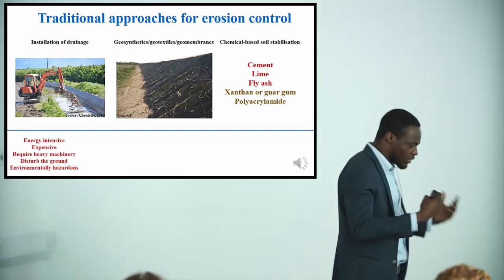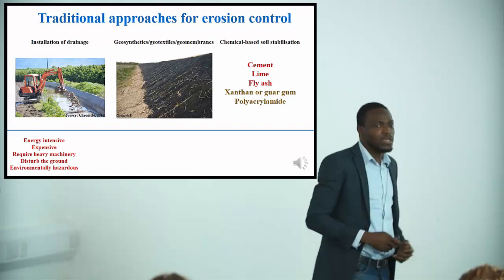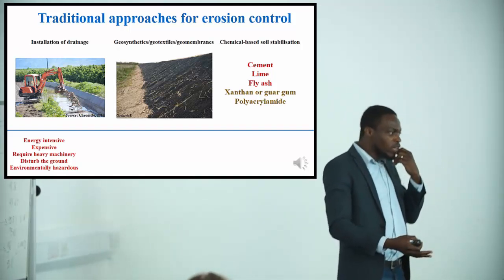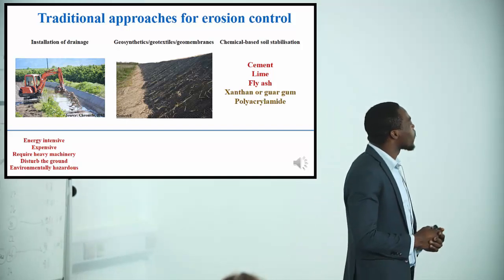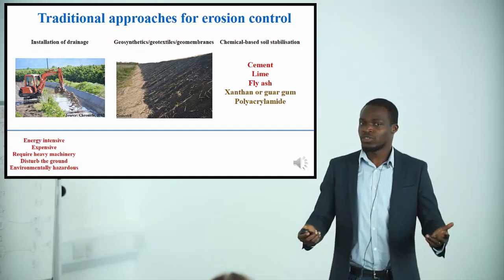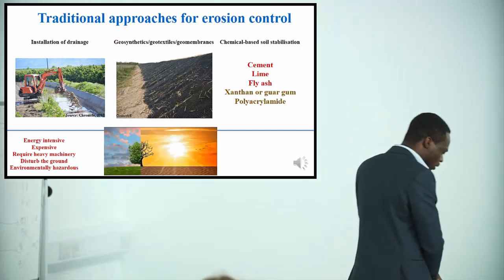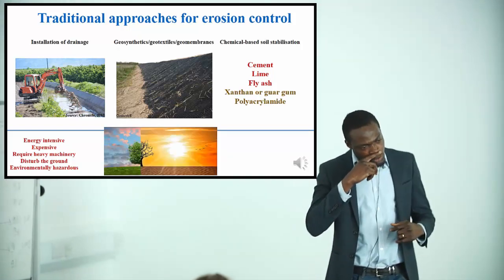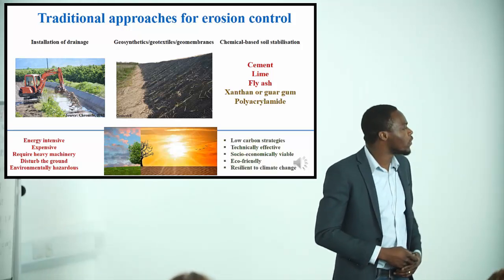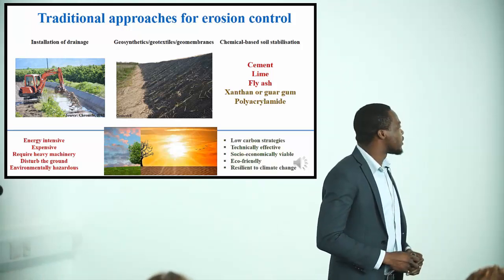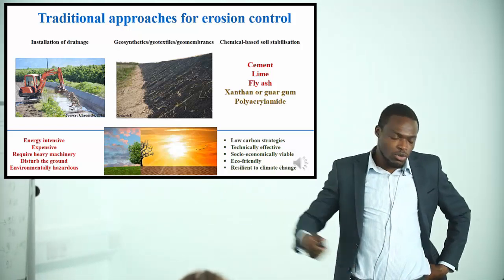But the problem with these techniques is that some of them are energy intensive, and some are expensive to deploy to sites and for maintenance. They mostly require heavy machinery, they disturb the ground, and they feed into environmental hazards in different forms. Some of the methods leave harmful chemicals in the soil, like cement, for instance. And of course, there is the issue of low carbon, for which cement is a very huge culprit for civil engineers at the moment. So with the clamor for low carbon technologies because of climate change and global warming, engineers are beginning to transition to materials that are low carbon, technically still effective, socioeconomically viable, eco-friendly, and resilient to climate change over time.